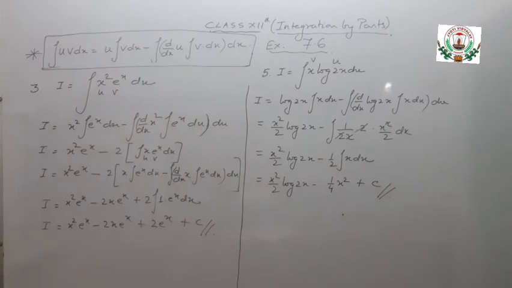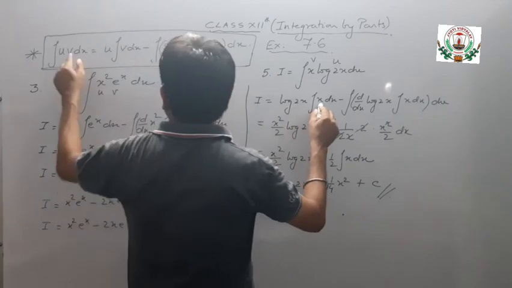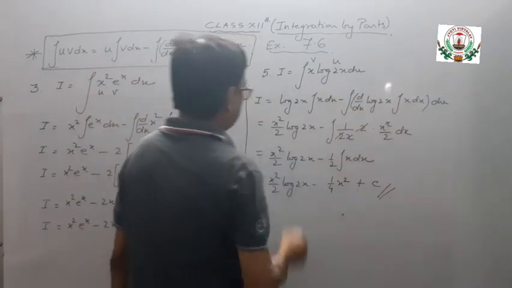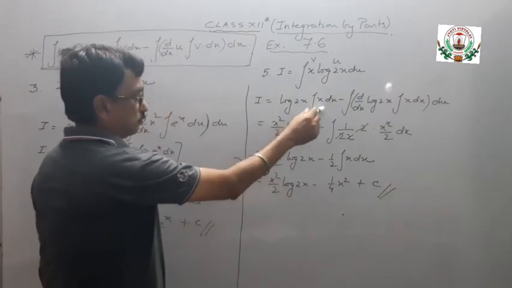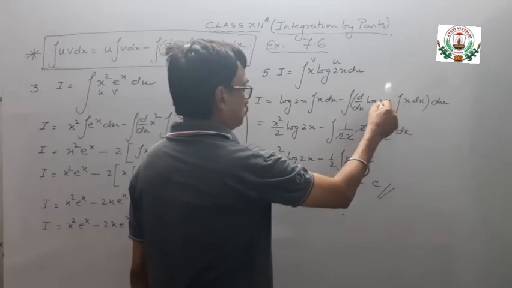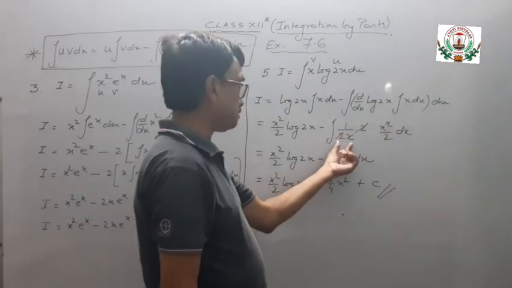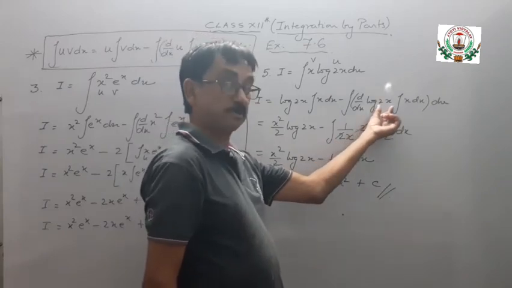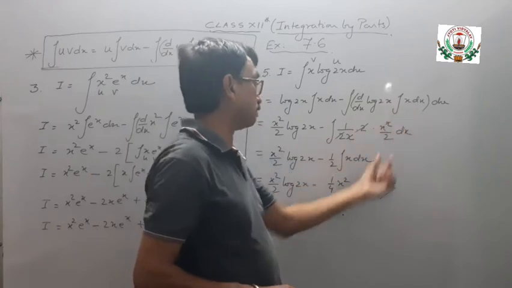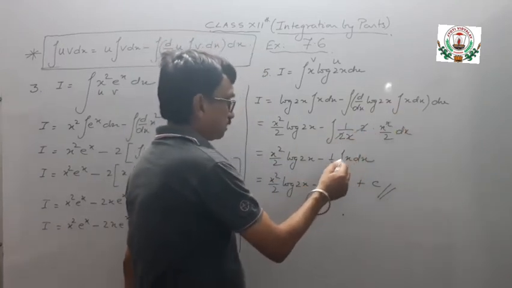So this is the second rule. So first function, integration, again the same formula: x dx, d by dx of log 2x, x dx, x square by 2. First we will write x square by 2 log 2x minus d by dx of log 2x. If we take 2x equals t, d by dt of log t is 1 by t, and dt by dx, that is d by dx of 2x, will be 2. Integration of x dx will be x square by 2. 2 and 2 cancel out, x and x cancel out, we are left with x by 2.